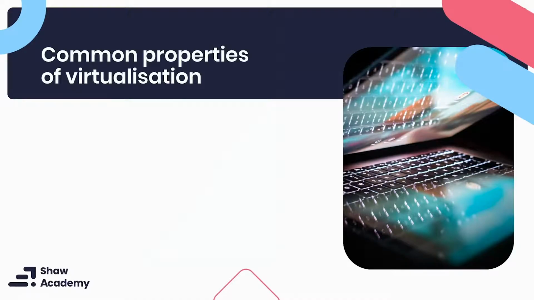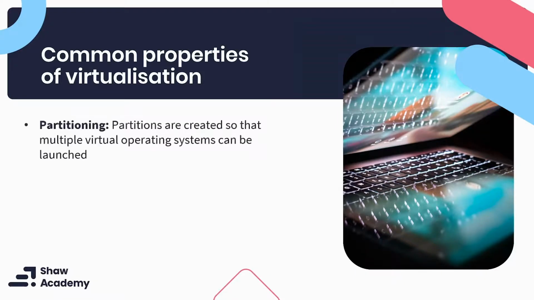When exploring virtualization on systems, you will notice some common characteristics. These are the following. Partitioning. Partitions are created for the computer to split its original resources with the virtual ones, so that multiple virtual operating systems can be launched on the physical machine.